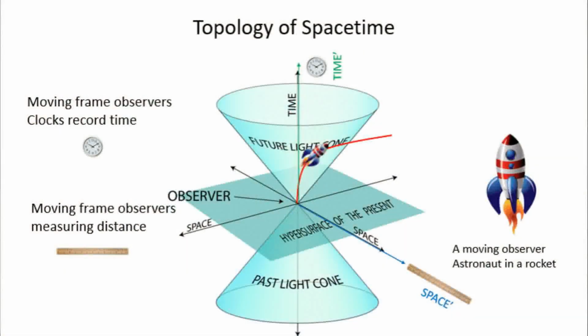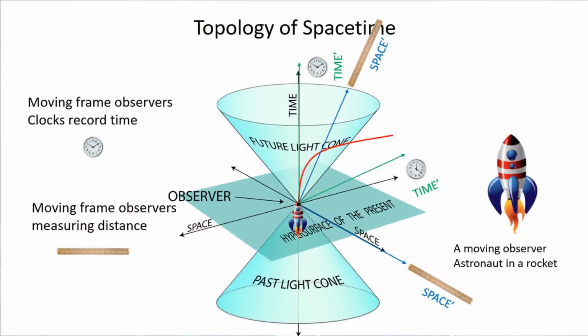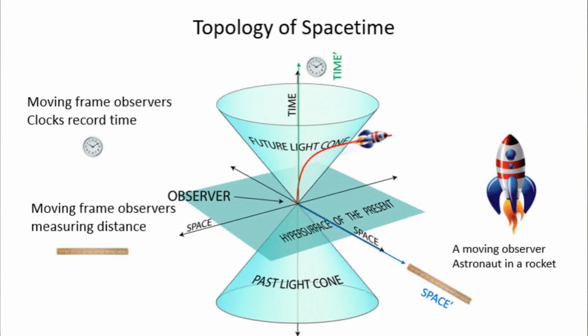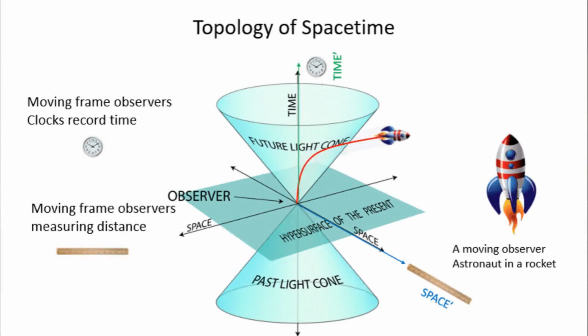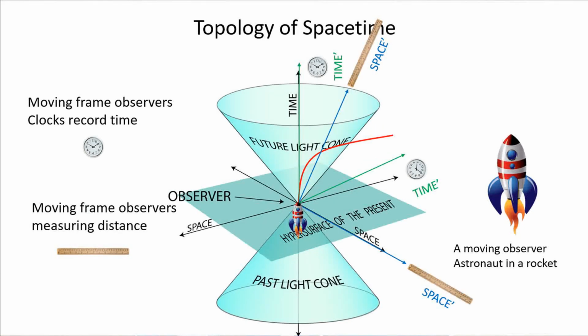So here I made this cool little animation. You can see the rocket ship shooting off past the light cone, and the space axis now lies within the light cone, and the astronaut's clock is now outside the light cone, which indicates that the temporal axis, or time axis, must be outside the light cone for a faster than light object.